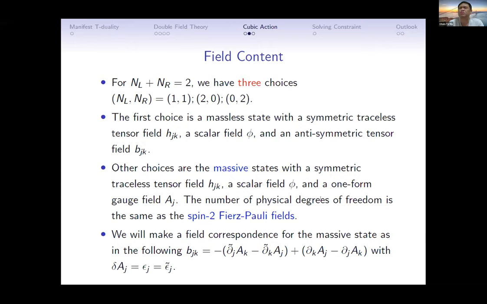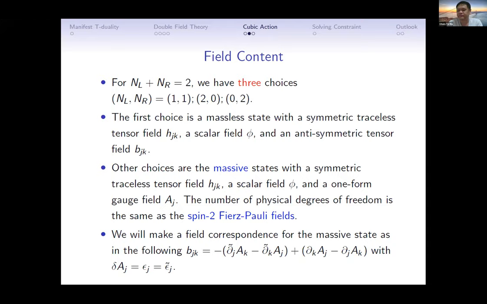We will make a field correspondence for the massive state as in the following, with the additional constraint on the gauge parameters. This constraint is similar to the massive gauge field theory. For a massless gauge field theory, the physical degree of freedom is two, but if we introduce the mass term, then the physical degree becomes three. So hence we need to introduce the constraint on the gauge parameters to increase the physical degrees of freedom.